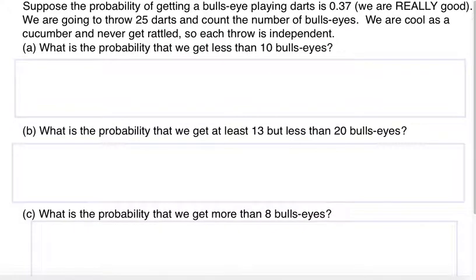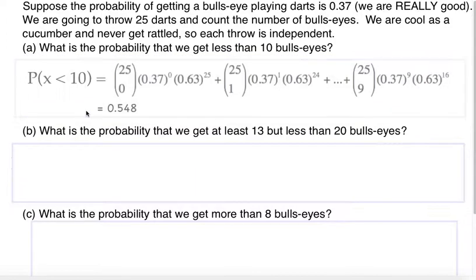Okay, this is the last page. What's the probability that we get less than 10 bullseyes? So, less than 10 means we're going to start and go from 0 up until 9 because it's strictly less than 10. So when you go to type it in, your lower bound will be 0 and your upper bound will be 9. Make sure you show the first term, the next term, and then dot, dot, dot, the last term.